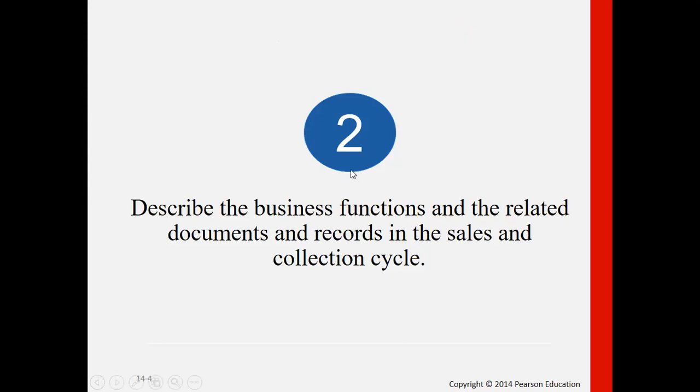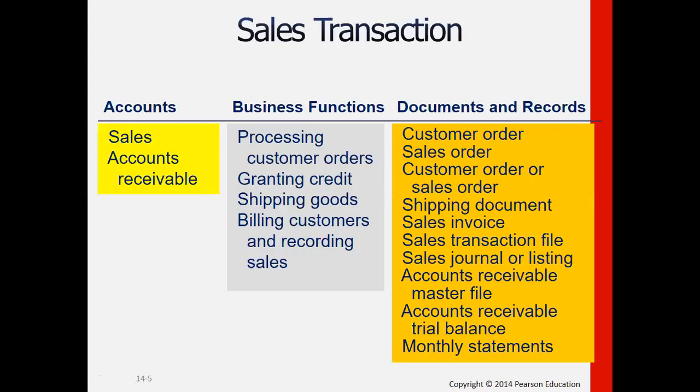Okay, so second would be the business functions and the related documents and records in a sales and collection cycle. We have to describe them. For these slides here, we will see three columns: accounts, business functions, and the documents and records. So for accounts, we have here the sales and accounts receivable.